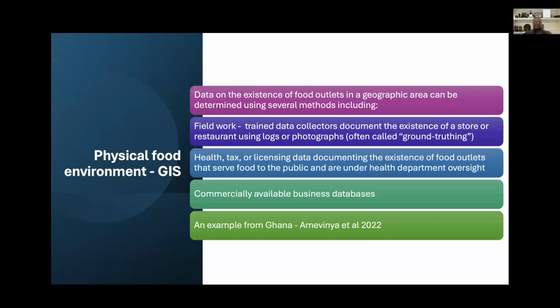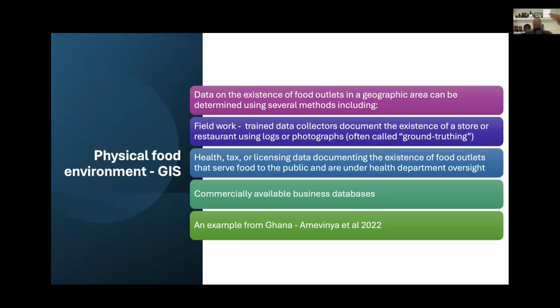Let me quickly run through GIS. As I already noted, data on the existence of food outlets in a given geographic area can be determined using several approaches. So even within the GIS, there are multiple approaches. Some of the approaches Michelle presented in the work that we did in Ghana and Kenya. And so you can have trained data collectors document the existence of stores or restaurants using logs or photographs. These two approaches are usually referred to as ground truthing.